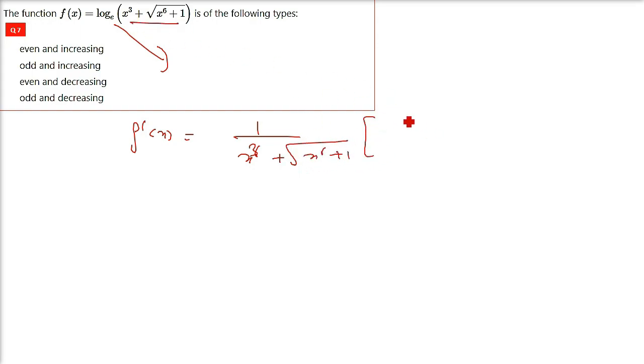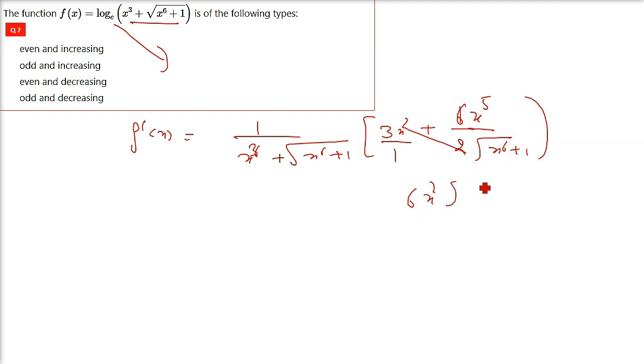Now differentiation of this one, which is the above one, that is 3x square plus 1 by twice under root x raised 6 plus 1. Then the differentiation of x raised 6 plus 1 will be 6x raised 5. So 6x raised 5. Okay, then let us take the LCM now. Let us multiply this. So when you multiply this, what are you going to get? 6x square into under root x raised 6 plus 1. On the right, when you multiply this, as I'm taking the LCM, 6x raised 5, denominator is twice of under root x raised 6 plus 1.